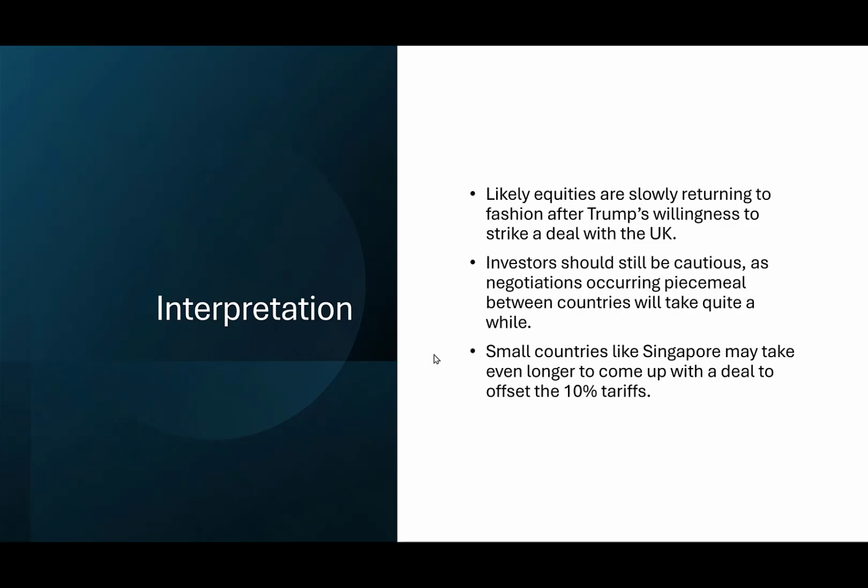What is our interpretation of our results? It is likely that equities are slowly returning into fashion after Trump's willingness to strike a deal with the United Kingdom. But I just want to remind everybody that investors should remain cautious, as negotiations are occurring piecemeal between countries and will take quite a while. Do realize that small countries like Singapore may take even longer to come up with a deal to offset the 10% tariffs. Not mentioned on this slide is the possibility of escalation in the war between India and Pakistan, which might also be responsible for some flight towards owning gold for many people around the world.